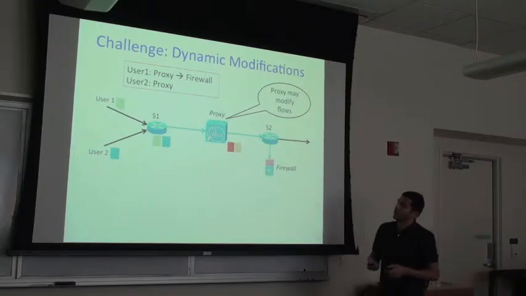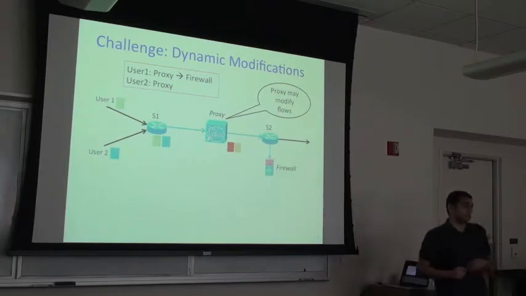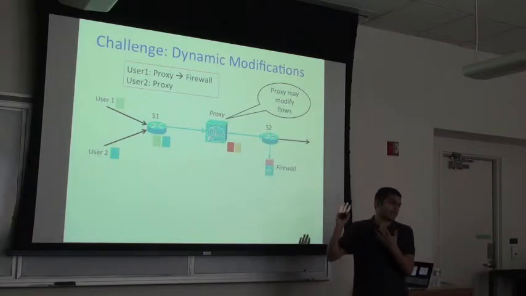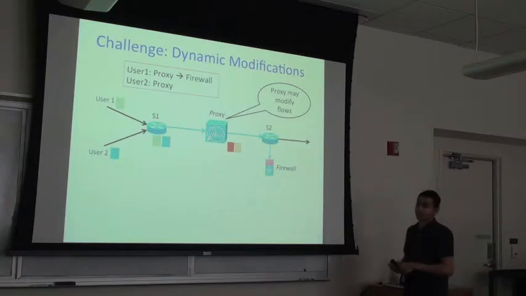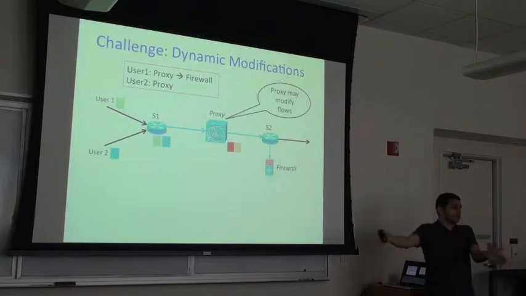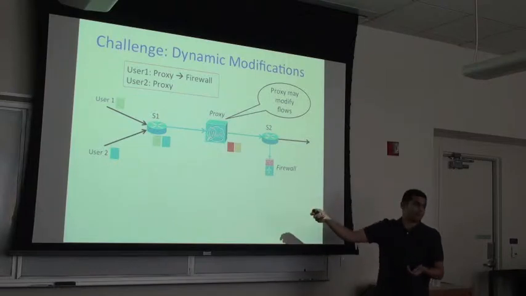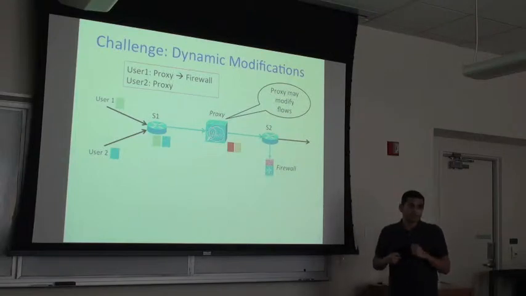So imagine in this case you have two users and you want different service chaining policies for these two users. User one needs to go through the proxy then the firewall. User two has to go through just the proxy, and then he's allowed to go to the internet. Say, faculty don't go through a firewall. Now the proxy is going to break the connection and spawn new connections to the internet. So when you're doing an inspection at S2, you actually don't know which is the green flow and which is the blue flow. What you see is red and orange. You see completely new flows, and you've lost the context for what this flow originally was.